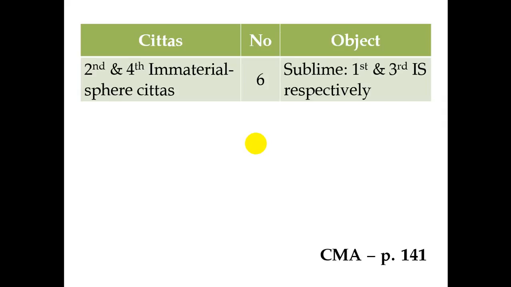Then he increases concentration. So when he wants to attain the third immaterial jhana, he has to take the object of a concept. The concept here means: the moment you attain the second immaterial jhana, there is no first immaterial jhana. It is called nothingness, right? Nothingness of the first immaterial jhana.